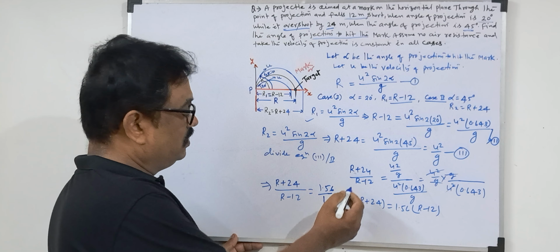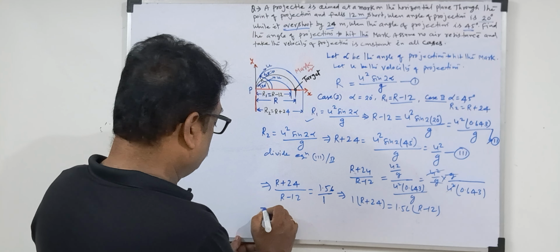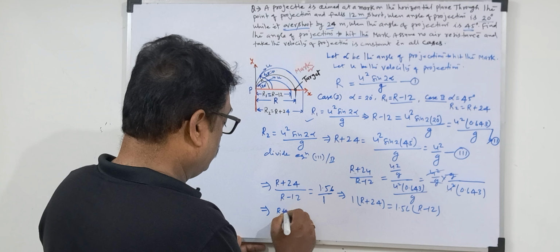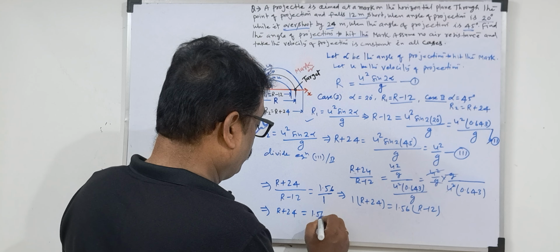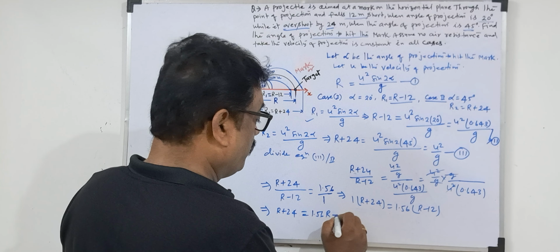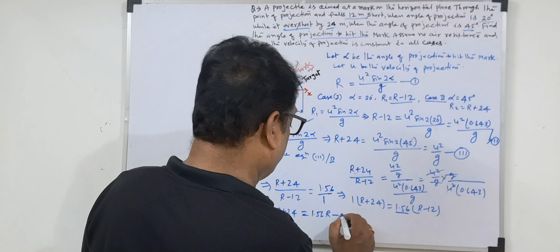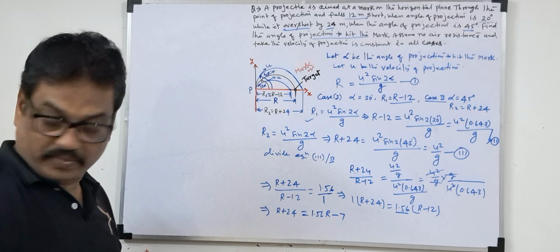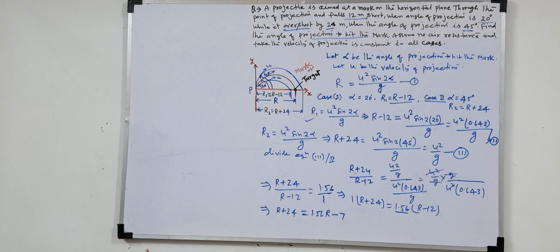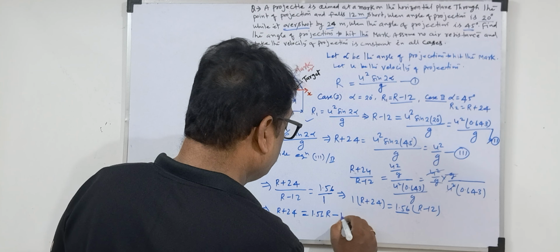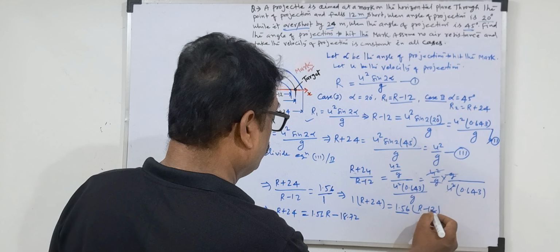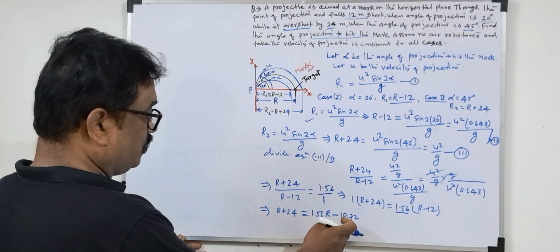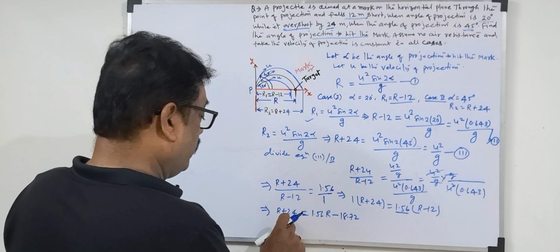So 1 into this. Now if we solve this, R + 24 is equal to 1.56 R minus 1.56 into 12, and 1.56 into 12 is coming 18.72. Now bring this constant value here and R will go there.